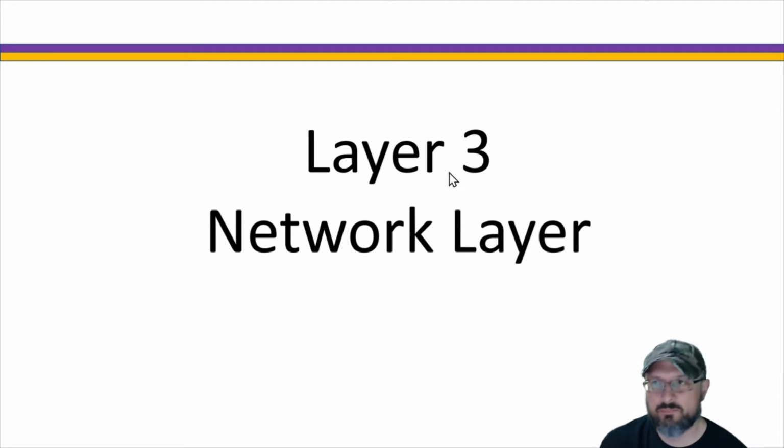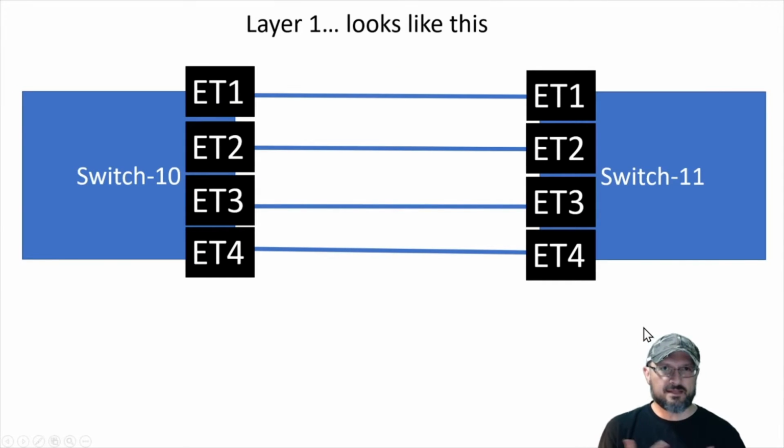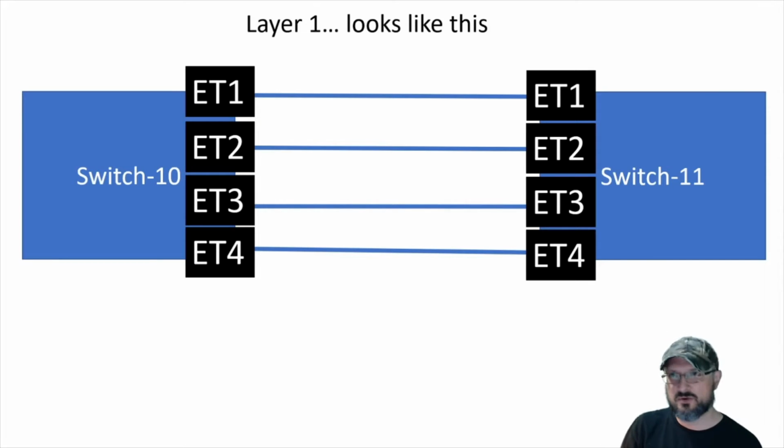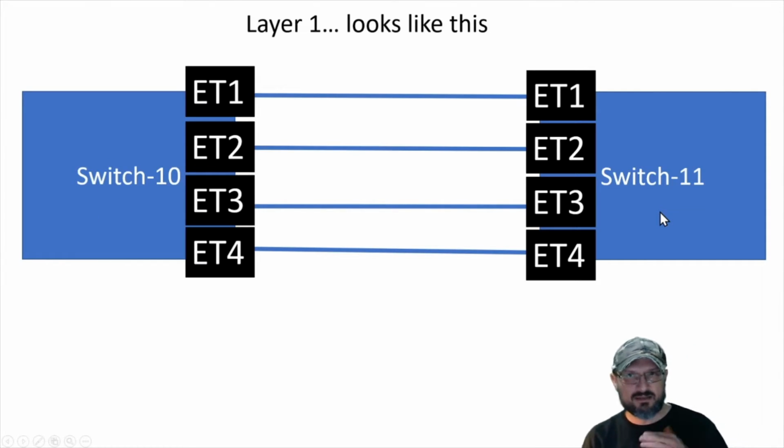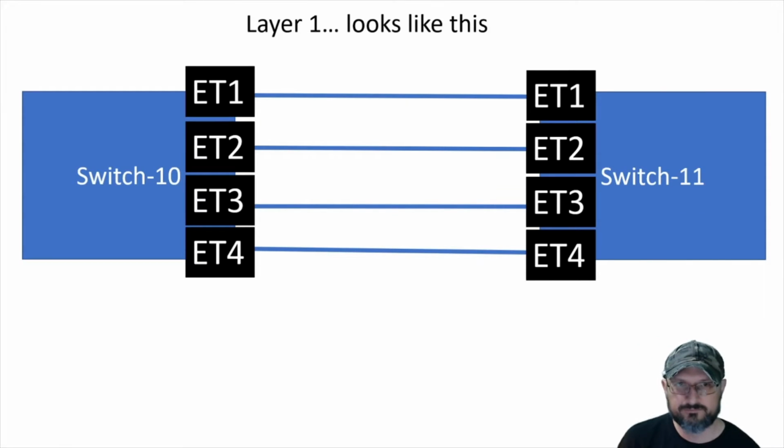Alright, as we know, we've been working on layer 3, the network layer. We've been working on these switches. Layer 1 looks like this. We have Ethernet 1 plugged into Ethernet 1, Ethernet 2 into Ethernet 2, Ethernet 3 into Ethernet 3, and Ethernet 4 into Ethernet 4. I call my switches my switch 10 and my switch 11. Those numbers are based on the last octet being .10 or .11.